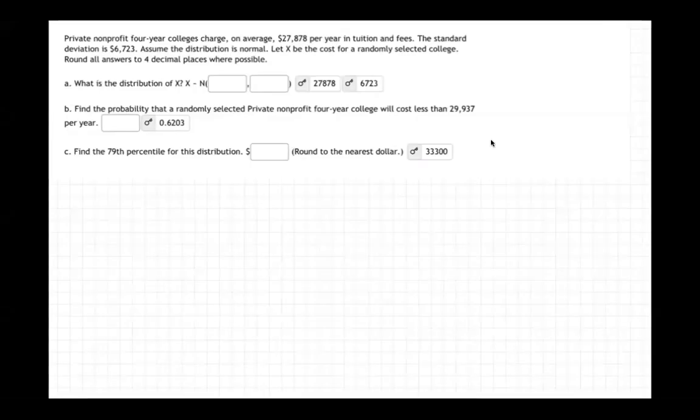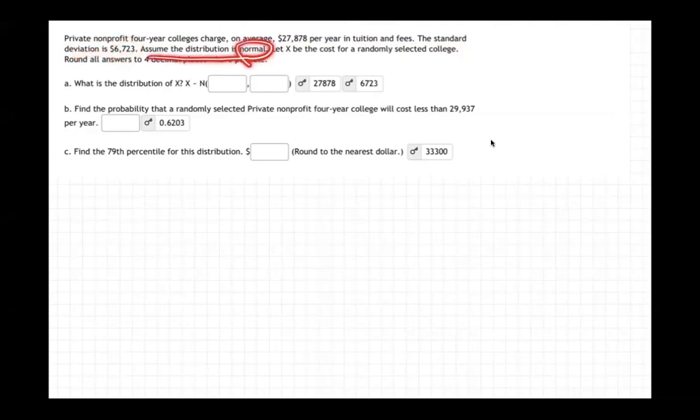Welcome to this example. In this one, we are saying private nonprofit four-year colleges charge on average $27,878 per year in tuition and fees. That's a lot. The standard deviation is 6,723. That's how much they vary, because not every private nonprofit four-year college is the same. The average is 27,878, but some are more than that, some less. How far off of that are they? Standard deviation. That's the typical amount above or below that average. That's what standard deviation is.